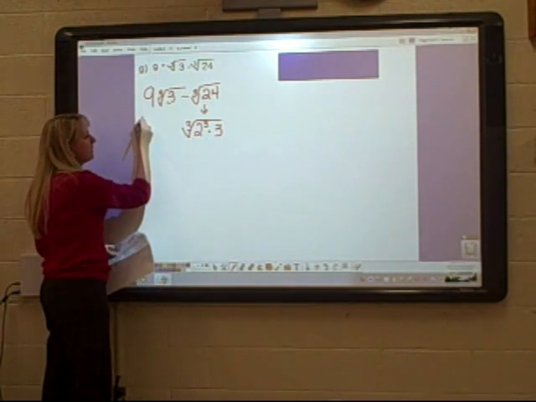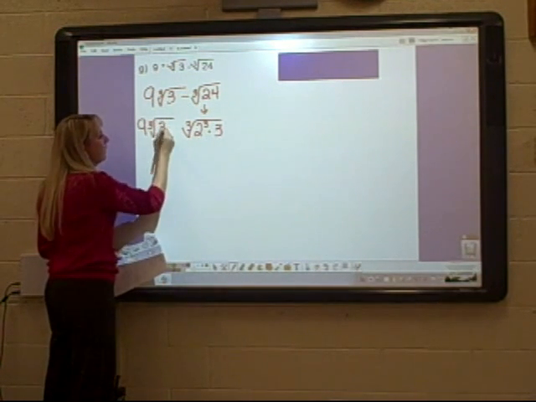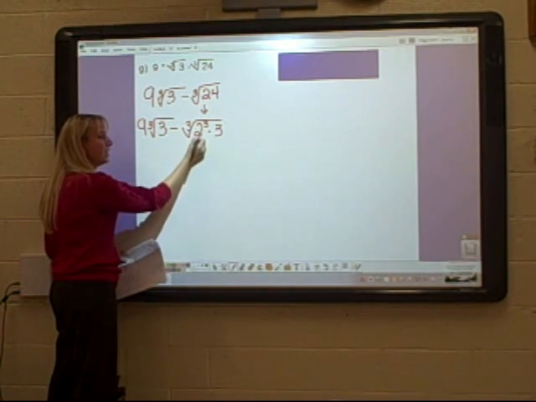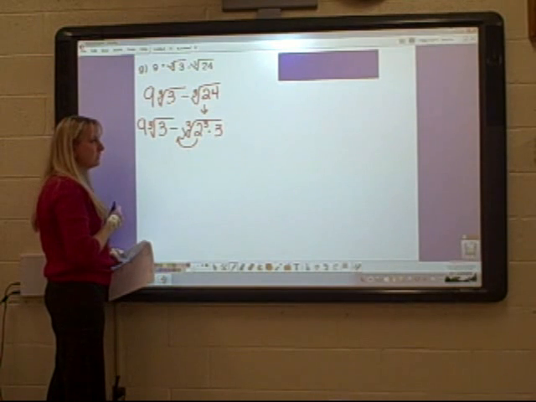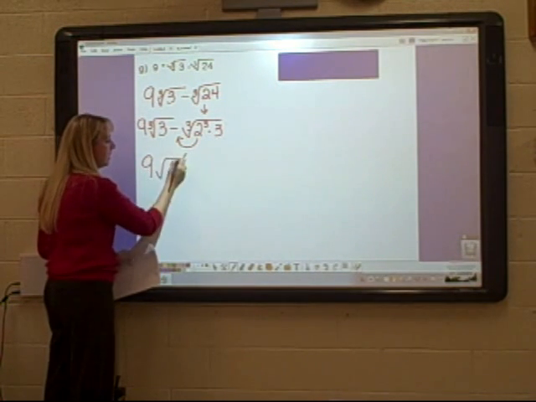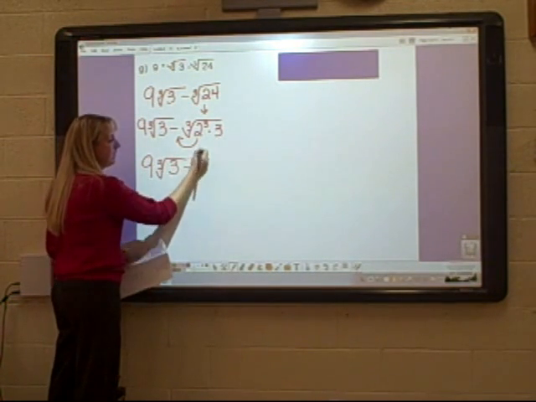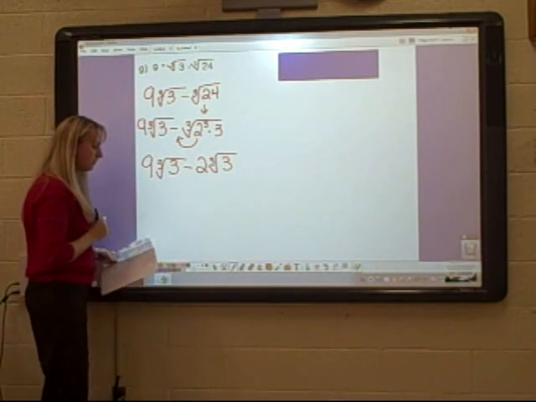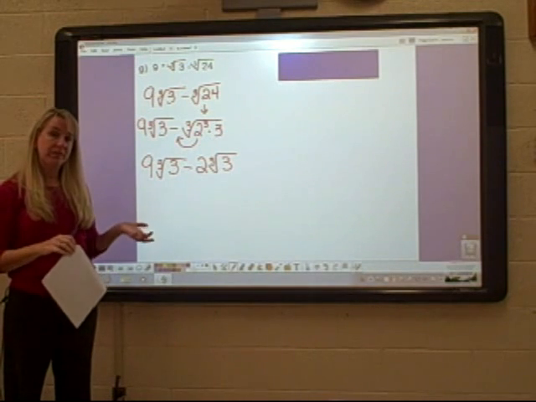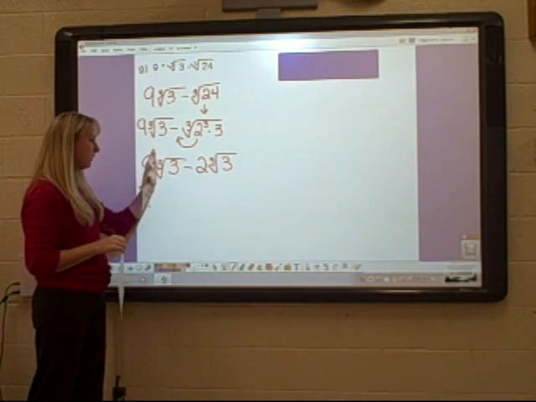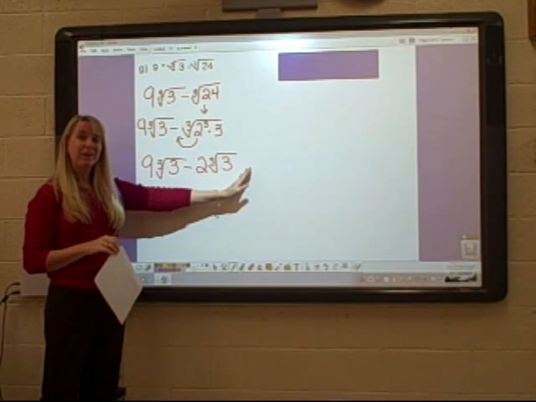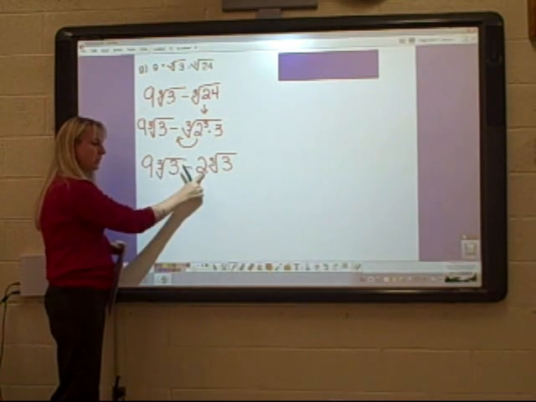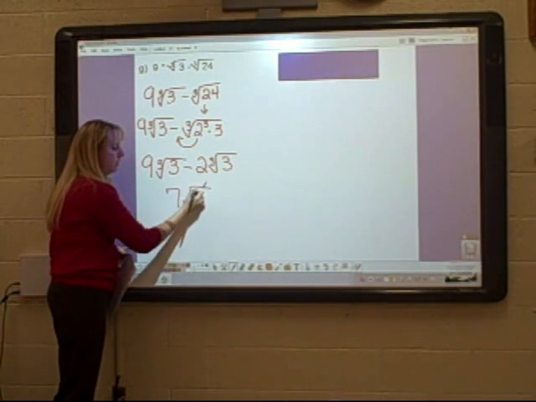So then I can write this as 9 cube root of 3 minus, well, here I have a cube root of a 2 cubed. That means the 2 gets to come on the outside. So 9 cube root of 3 minus 2 cube root of 3. Can we simplify that any further? Everything behind that coefficient has to be the same, and they are, they're both cube roots of 3. So if I have 9 of them and I want to take away 2 of them, I'd end up with 7 cube root of 3.